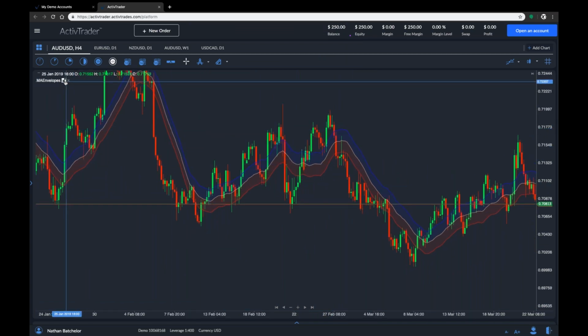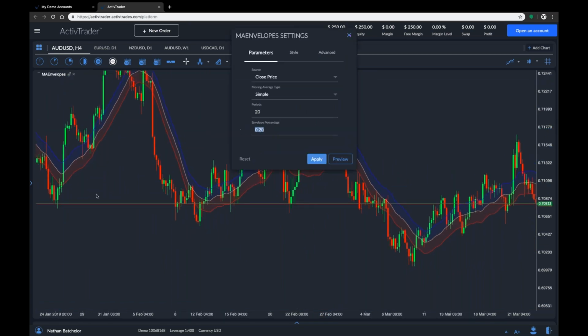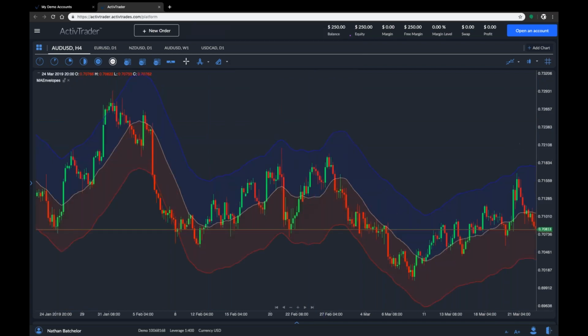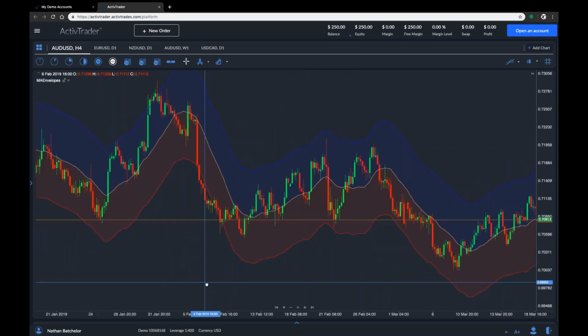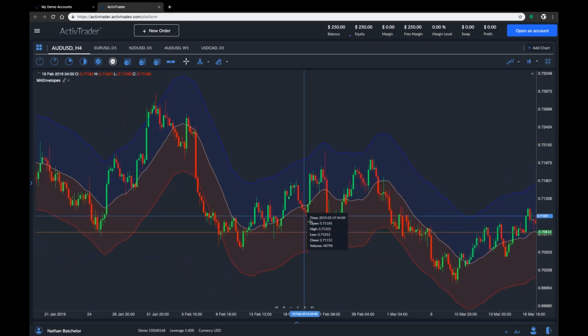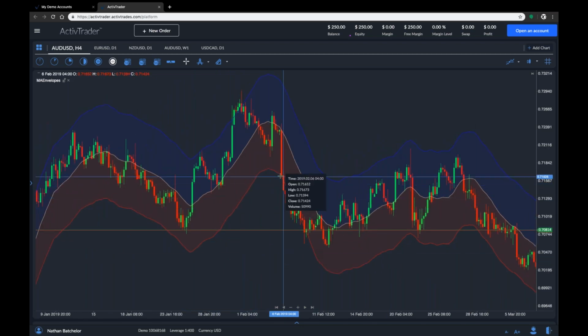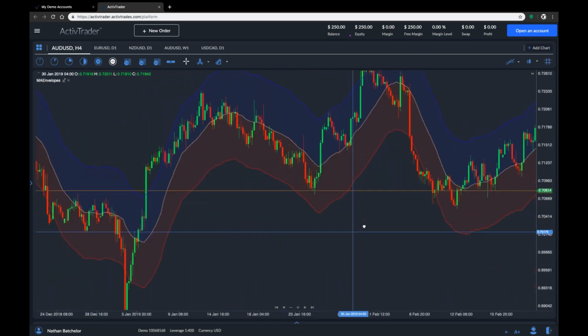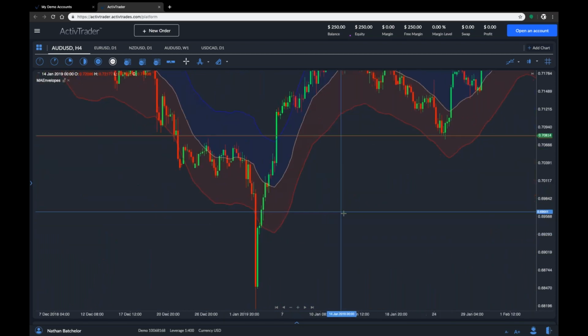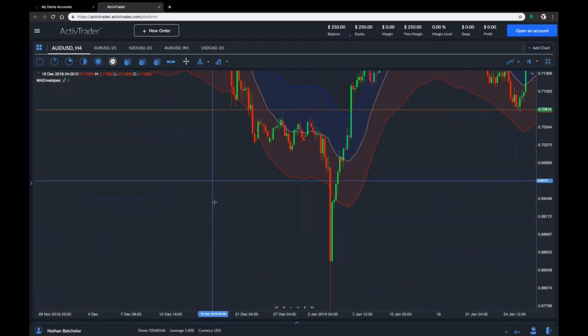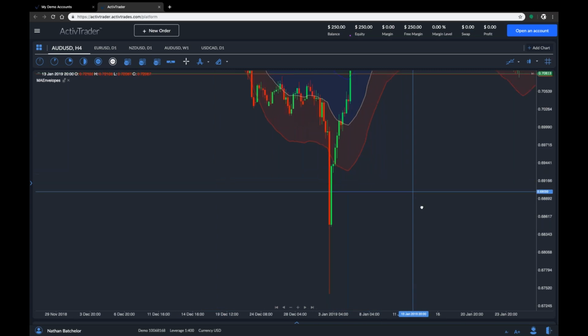If I expand that percentage to 1%, you'll see that we capture pretty much 90% of all of the price action moves within the candles, and then every now and then we break out of the envelope, and that can signify a change in direction or a volatility spike on news.